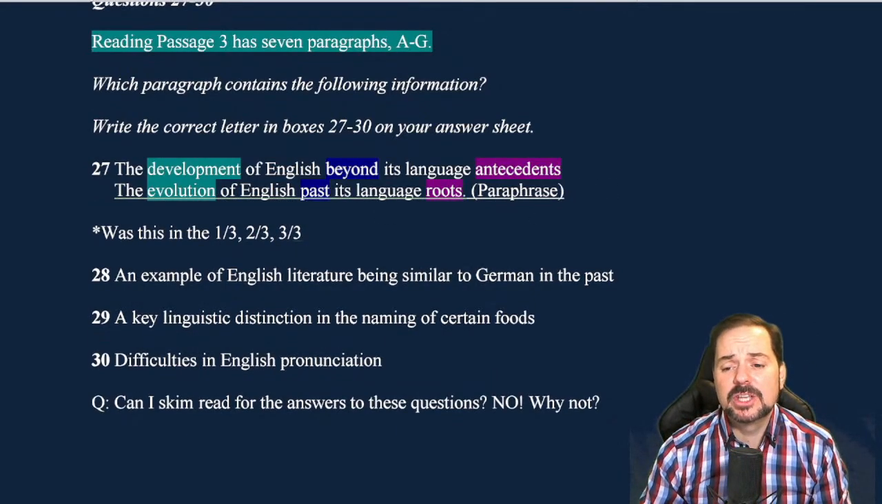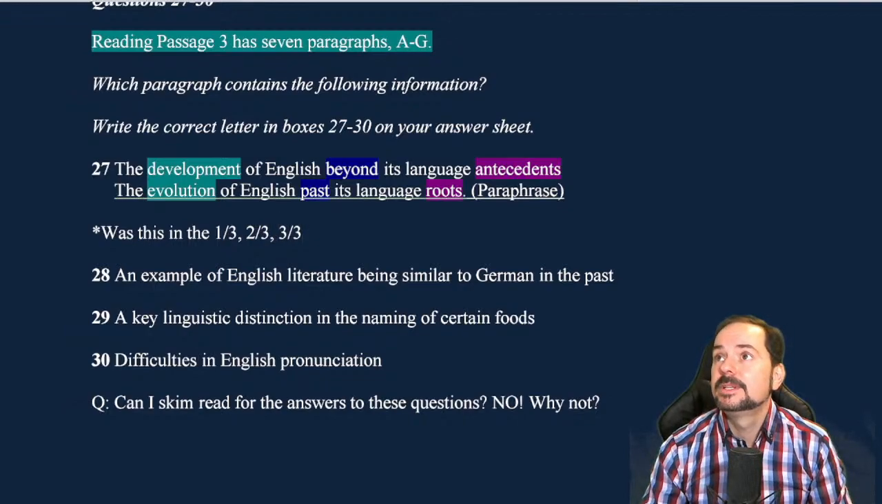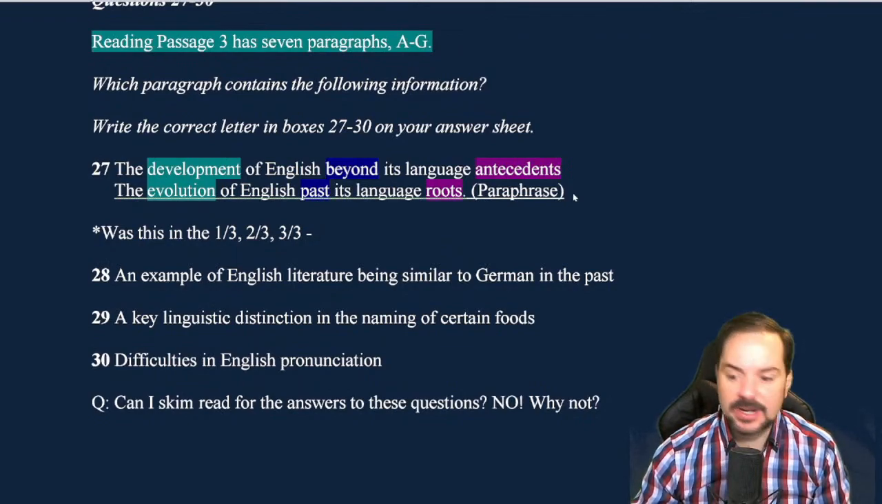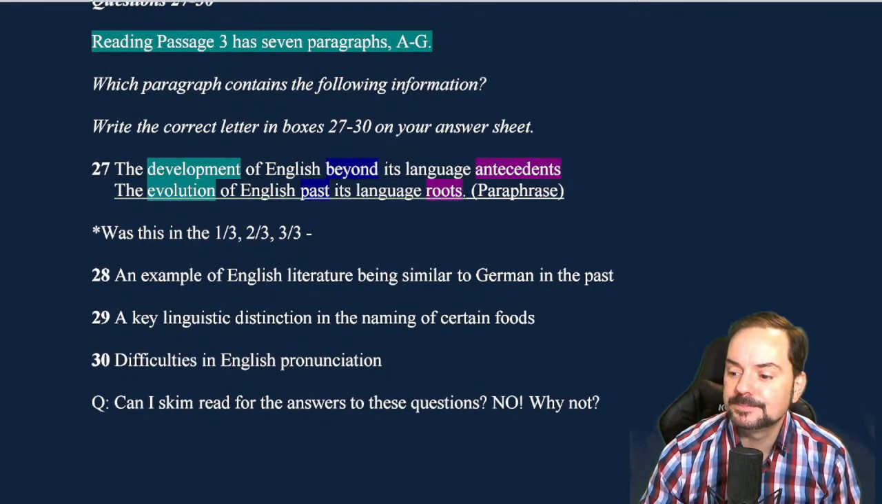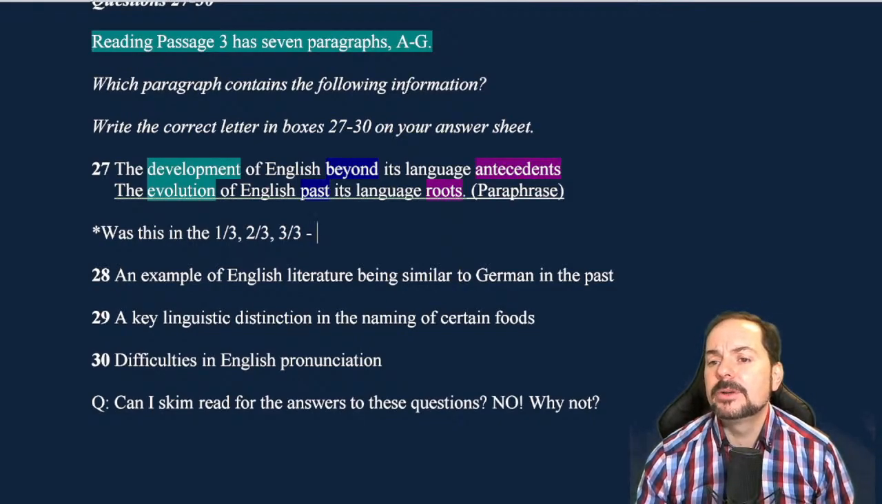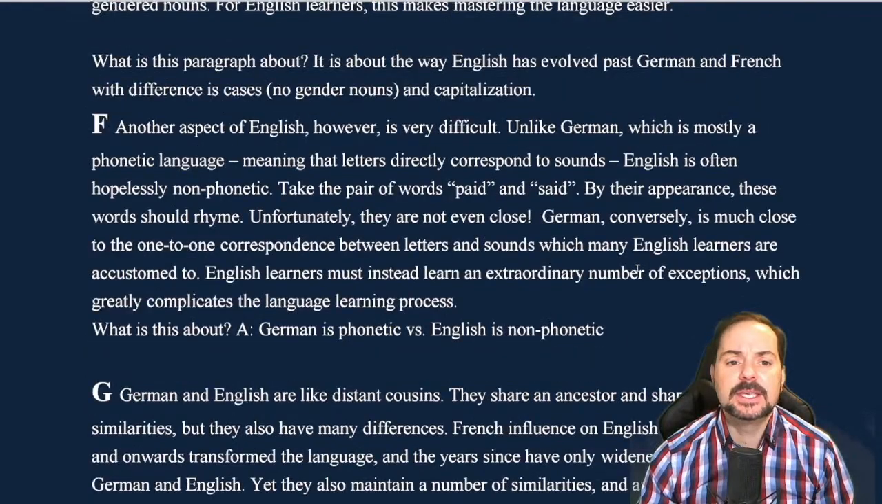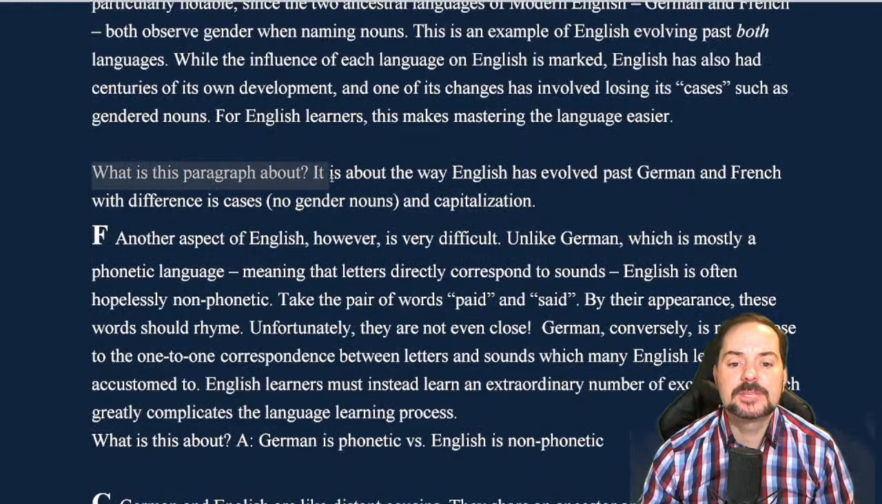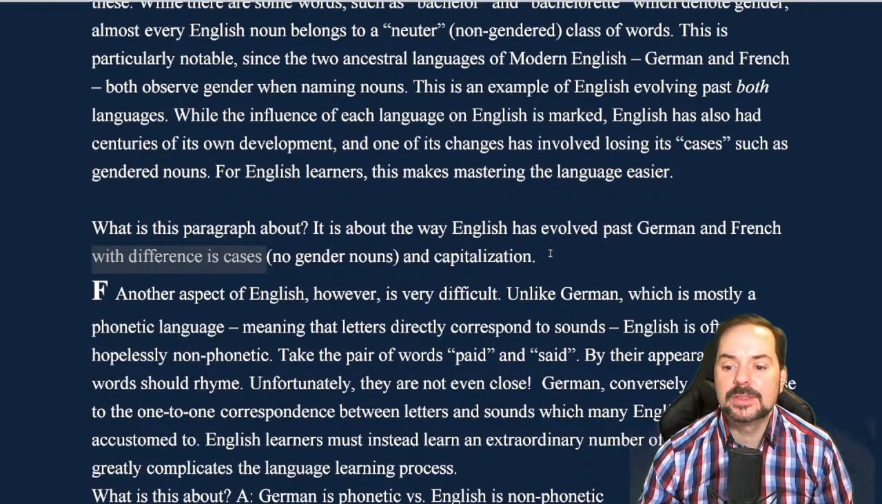I remember this was actually, I'll give you a little help here. It was about the cases, right? The he, she, it difference. Okay, so what was the answer here? Anybody? Let's see. Harwinder says middle. I think it was like middle or the end, okay? It was about the cases, the he and she, okay? Here you go. So what is this paragraph about? It's about the way English evolved past German and French with differences in cases, right? The he and the she.